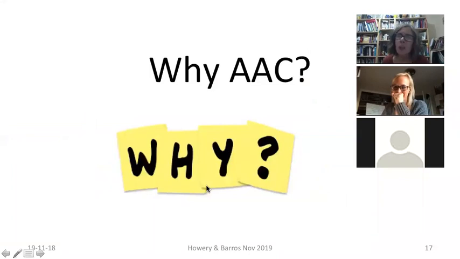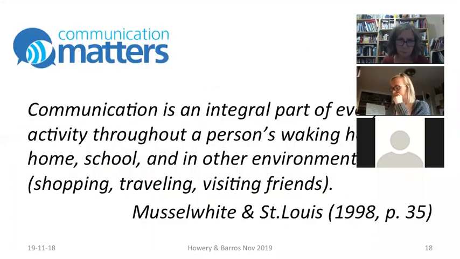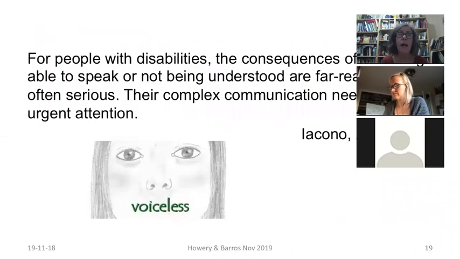All right. This is just another way to say what I just said. I'm going to move forward on this. So why do we need to think about augmentative and alternative communication? Communication happens across our lives in every aspect of our life, in home, in school. I know many of us are focused on what happens in school, but there are lots of environments throughout everyone's life that we need to be thinking about. For people with disabilities, including the kids that we're talking about today, the consequences of not being able to speak or be understood are far-reaching and often serious. My own research has sadly unearthed instances where students, children have been abused, not physically or sexually, but emotionally.